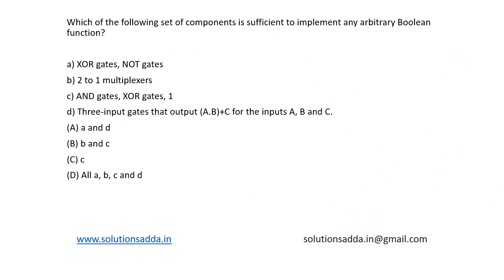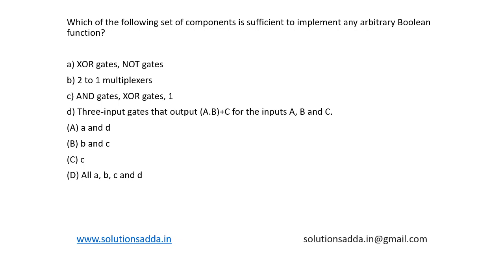This is a question from Digital Logic. Which of the following set of components is sufficient to implement any arbitrary Boolean function? A. XOR gate and NOT gate. B. 2 to 1 multiplexer. C. AND gate, XOR gate and 1. D. 3 input gates that output A, B plus C for the inputs A, B and C.